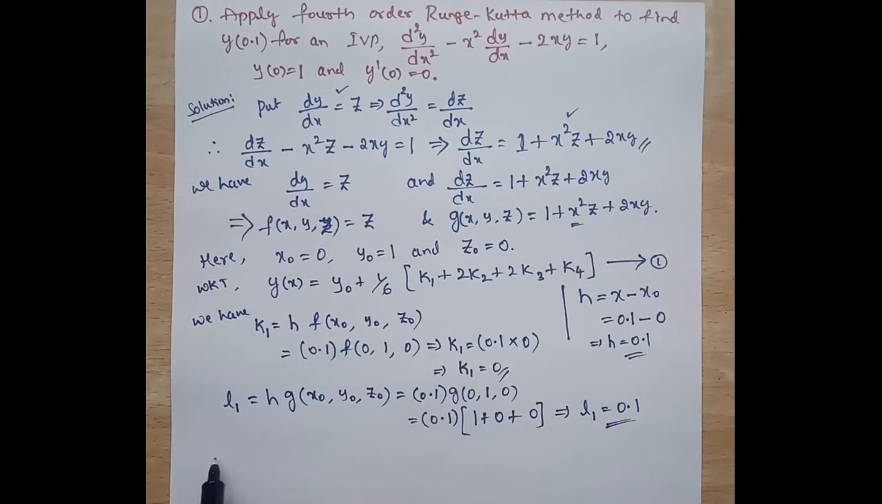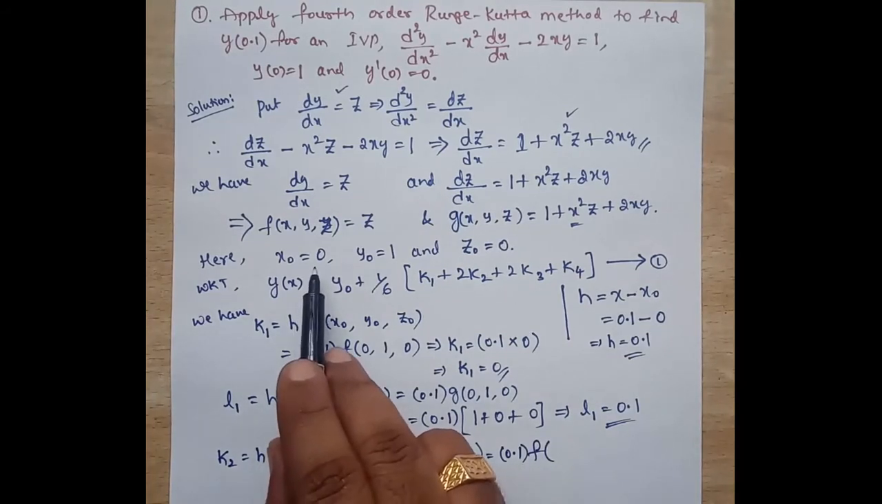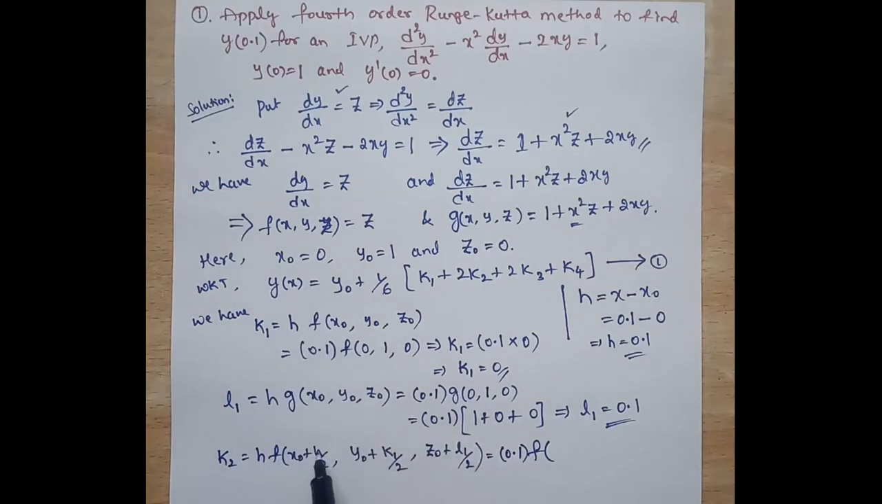Now K2. For K2, the formula is h into f of x naught plus h by 2, comma y naught plus k1 by 2, comma z naught plus L1 by 2. So this is the formula for K2. Now we know h is again the same, 0.1 into f of, let us calculate this, x naught plus h by 2. x naught is 0, h is 0.1, so 0.1 by 2 is 0.05. So 0.05 plus 0 is 0.05.